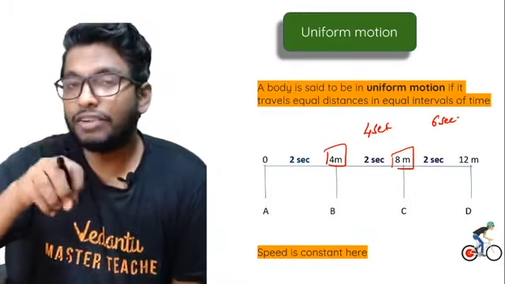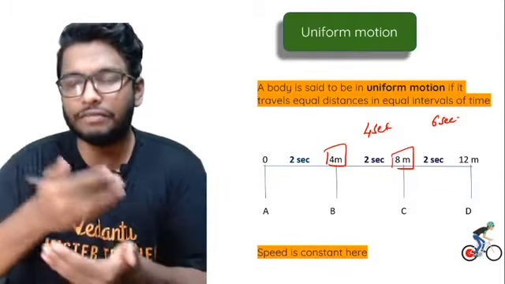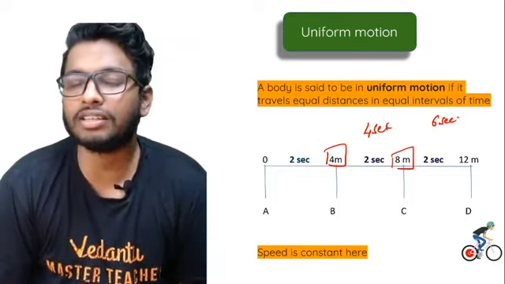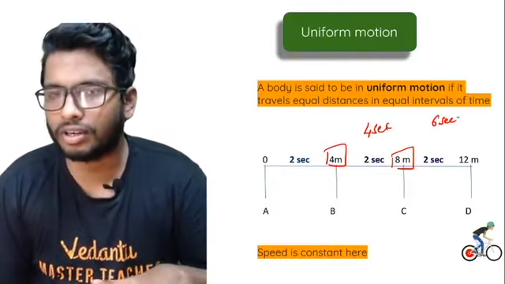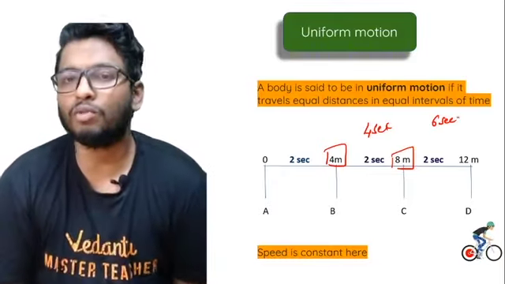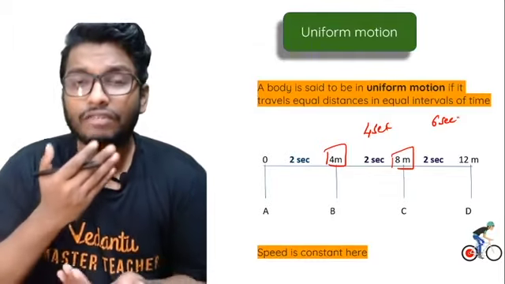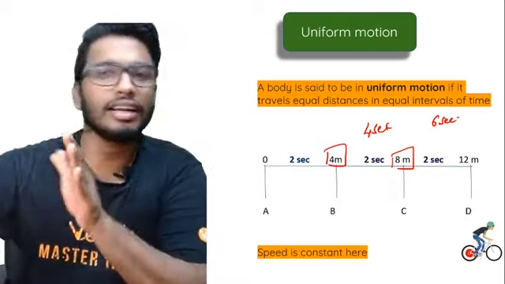So at every equal interval of time, he's covering equal distance. Every 2 seconds I'm checking, I see that he's covered 4 more meters at every interval. That kind of motion is called uniform motion. And for a body to be in uniform motion, the speed obviously has to be constant. Only if he's traveling at constant speed will he cover equal distance in equal intervals of time.